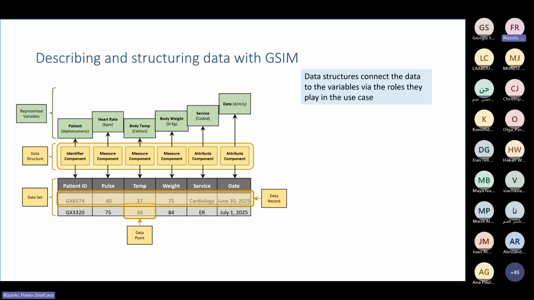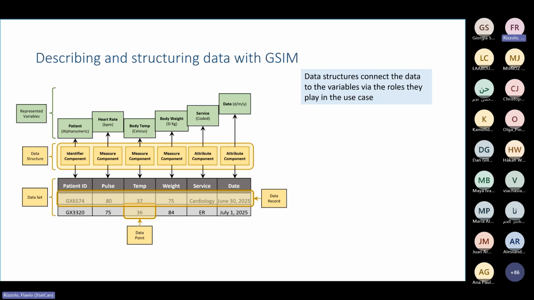Now, each column contains the values of a variable. So a data structure provides additional semantics in the form of data structure components, and each of which describes the role of the associated variable in green, which role it plays in the given data structure.